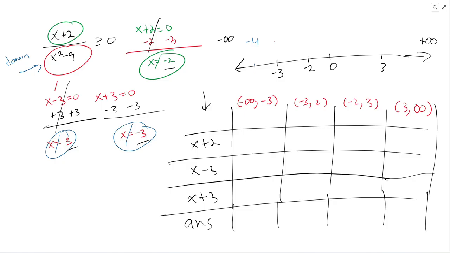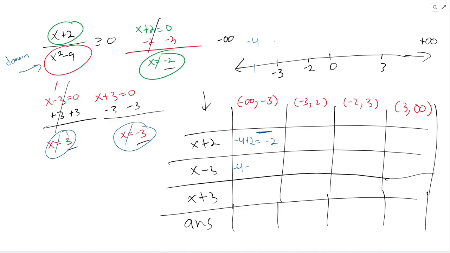So we're going to start off there. What you're going to do is plug in -4 into all these and then see if your answer is going to be negative or positive. That's basically what we're doing. So we're going to plug in -4 into x here. We're going to have -4 plus 2, which is -2, which makes our answer negative.